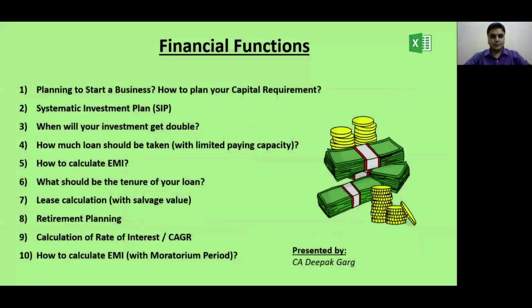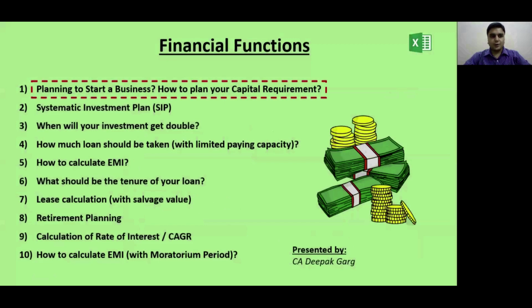Myself CA Deepak Garg, and I'm glad to have this another session on Excel tips and tricks, wherein we are going to learn about financial functions in Excel. So broadly, we are going to cover these topics in today's session. These are the 10 topics that we are going to discuss today. I've tried to incorporate all the real life examples in this slide. So let us discuss each topic in brief.